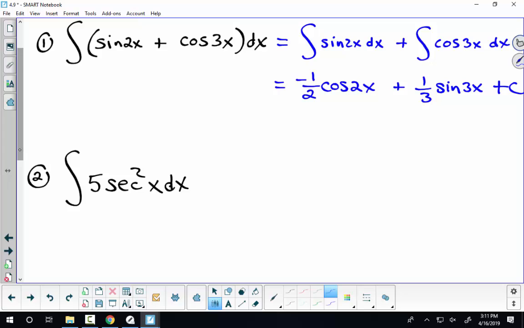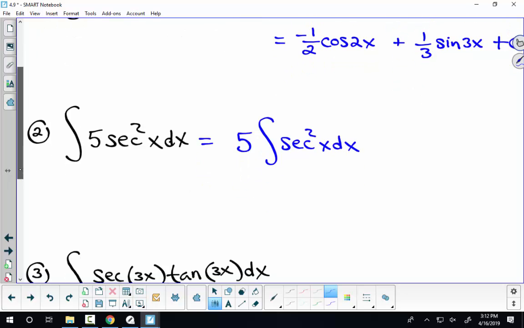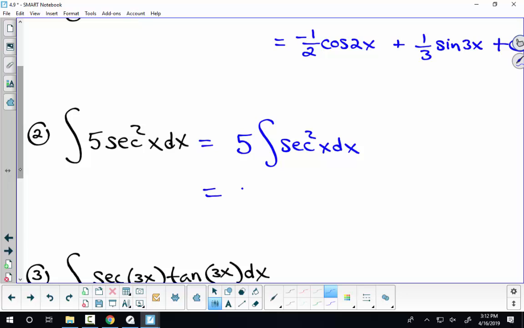Okay, how about the antiderivative of 5 secant squared? 5 tangent. Yeah. So this 5 is just a constant times that function of x. So the 5 can come out. And we already said the derivative of tangent is secant squared. So this is 5 tangent.